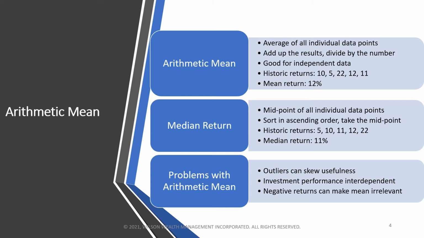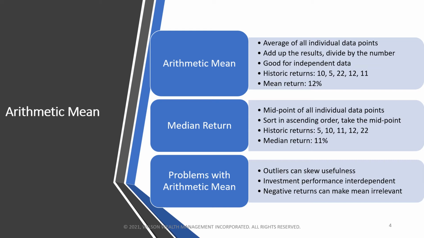Okay, let's turn to the arithmetic mean, which is probably the most common mean calculation. The arithmetic mean is just the average of all individual data points. Another thing that we calculate daily in life, so we're all familiar with it. You add up the results, divide by the number in the sample or the population, and that gives you an average, in this case, the mean. We'll get into this a little bit later, but means are good for independent data.